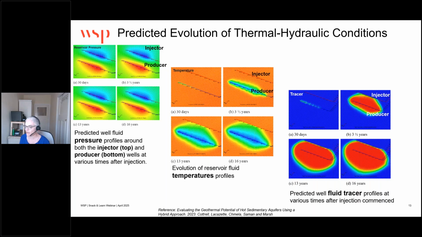After 16 years of operation, the cooled water volume is extremely well developed, so that the production well draws a mixture of original reservoir temperature water together with some injected fluids that have extracted some heat from the matrix. The figure on the right shows the tracer transport during injection and production, and this can be used to track injected fluid away from the injection well over time.